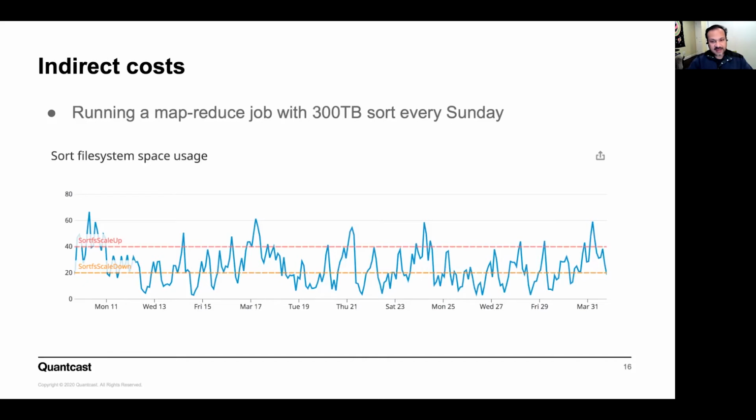And there was an indirect cost to running Keebler. We had a MapReduce job, and this would run a sort every Sunday, and we would see our compute cluster scale out at very unpredictable times and to very unpredictable costs, almost every week. But it was hard to find a good solution to this cost.